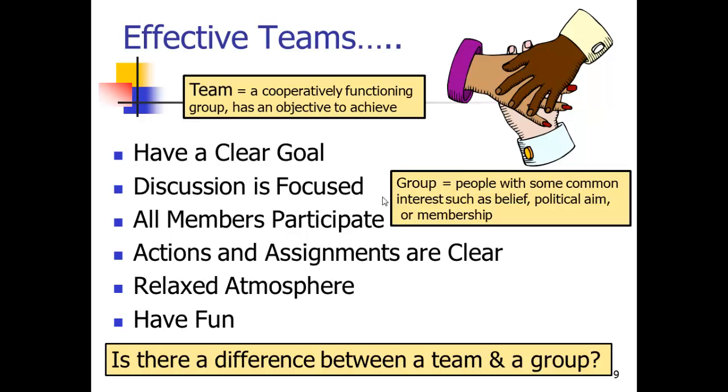Versus a group is just a semblance of people, whether virtually or at a meeting or something, with a common belief of some sort or interest. So I would say a group on campus could be the Democrats Club, right? Everyone who participates in that group has those kinds of beliefs, but the club per se doesn't necessarily have a specific goal or objective in mind at any one point in time. It's just a group of people that have that common interest. Okay, so that's the difference between a team or a group.